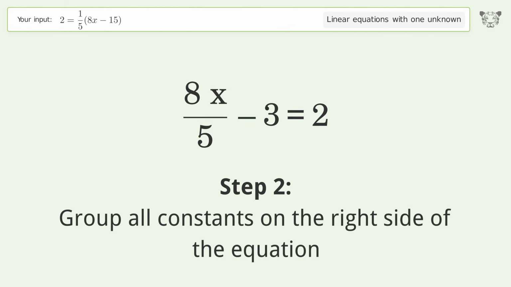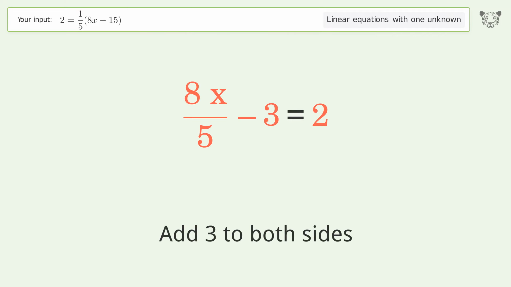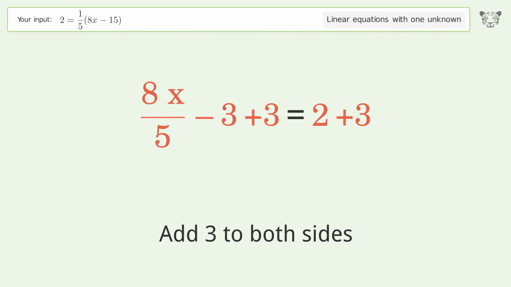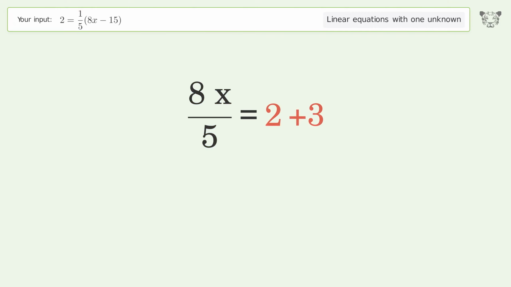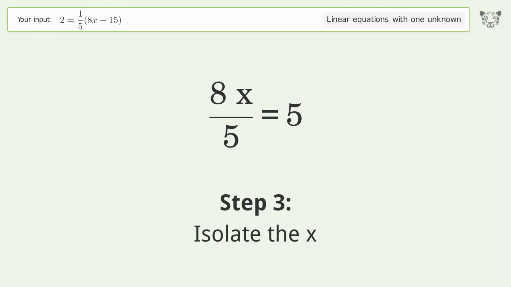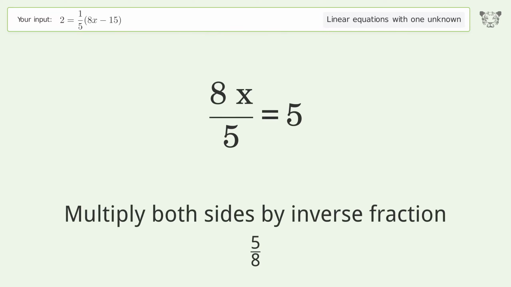Group all constants on the right side of the equation. Add 3 to both sides. Simplify the arithmetic. Isolate the x. Multiply both sides by inverse fraction 5/8.